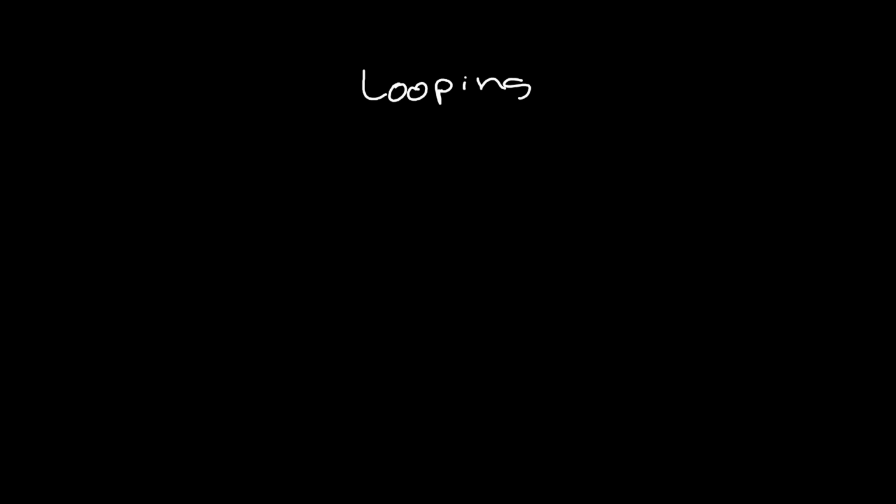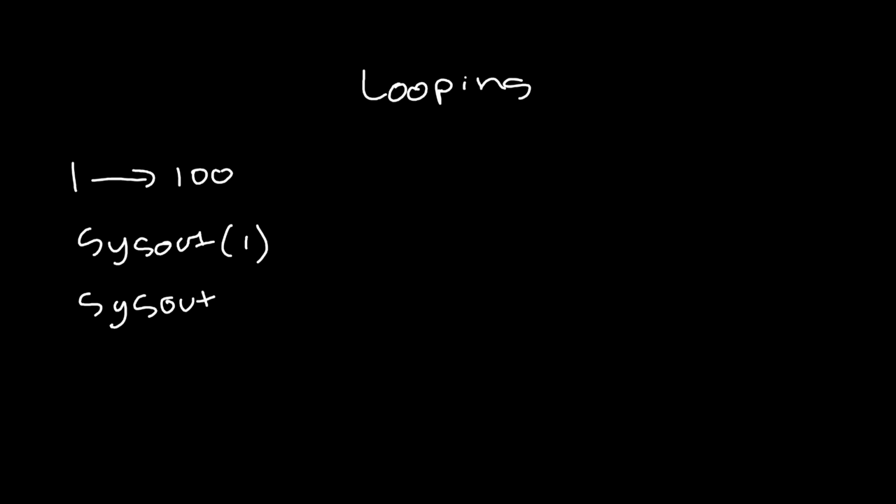So let's say your teacher says, I want you to print out every single number from 1 to 100. And you might be thinking, well, that's going to take a long time. I have to print out each number individually. So you go, okay, let me go System.out.print, and then I go 1, System.out.print, and then I go 2, and so on and so forth. But that's really inefficient.